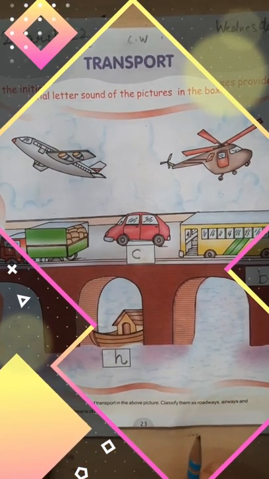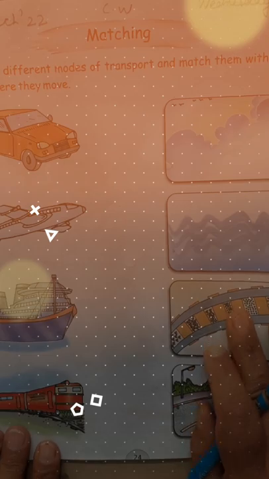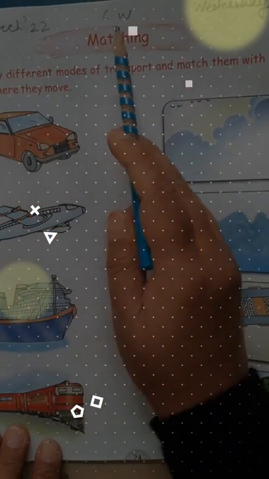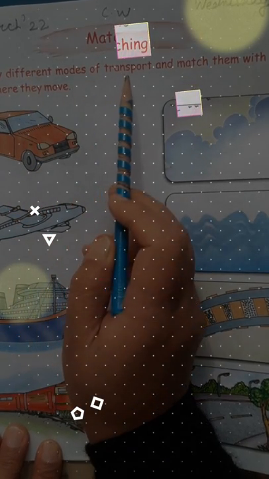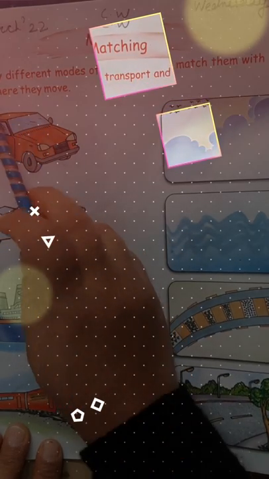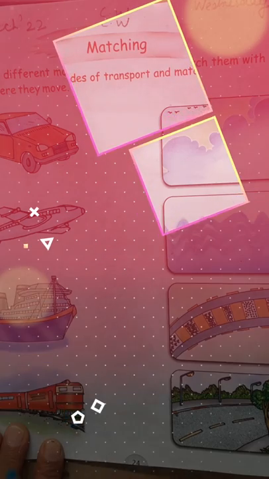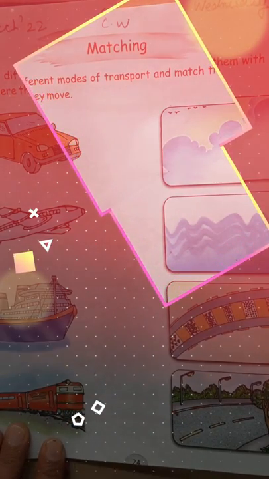Okay, now let's come to page number 24. Now, dear all, this is your page number 24. Date is written, CW, and the day is Wednesday. Identify different modes of transport and match them with the place where they move. आपको ये सारे modes of transport को पहले पहचानना है, फिर उनको match करना है जहाँ पे वो move करती हैं, जहाँ पे वो चलती हैं.